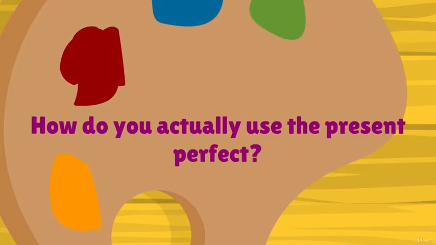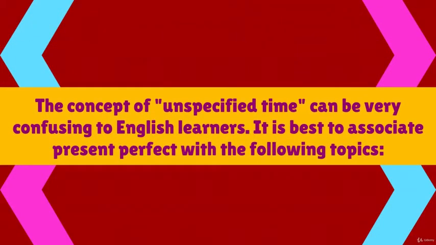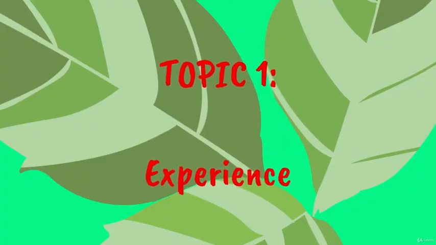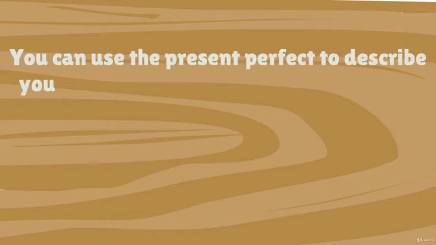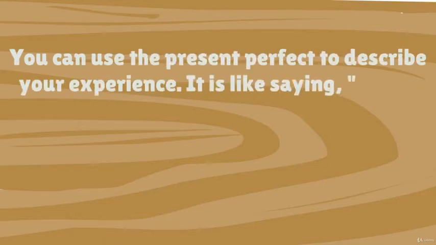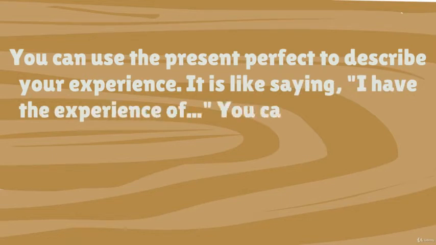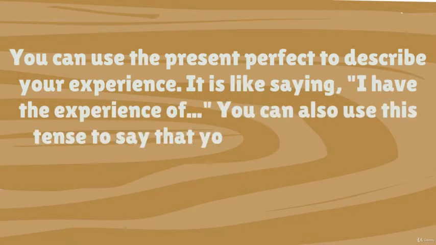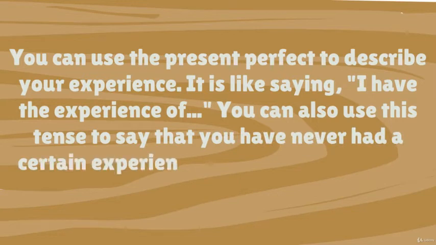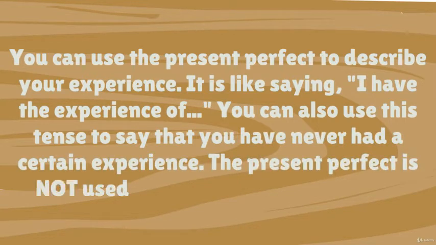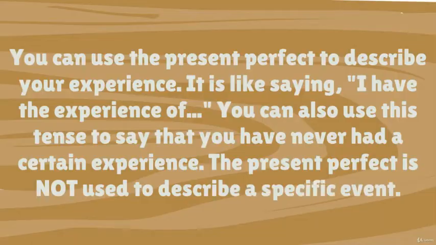How do you actually use the present perfect? The concept of unspecified time can be very confusing to English learners. It is best to associate present perfect with the following topics. Topic 1. Experience. You can use the present perfect to describe your experience. It is like saying, I have the experience of. You can also use this tense to say that you have never had a certain experience. The present perfect is not used to describe a specific event.